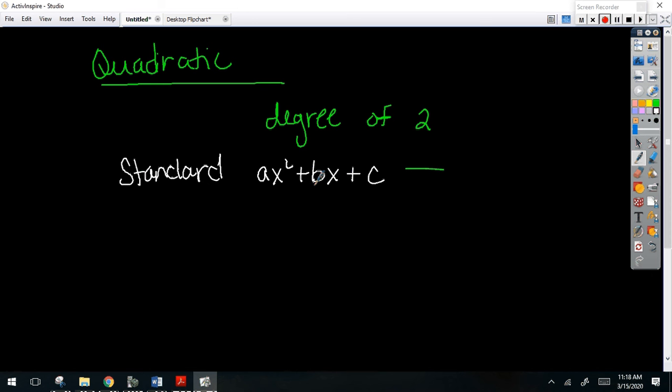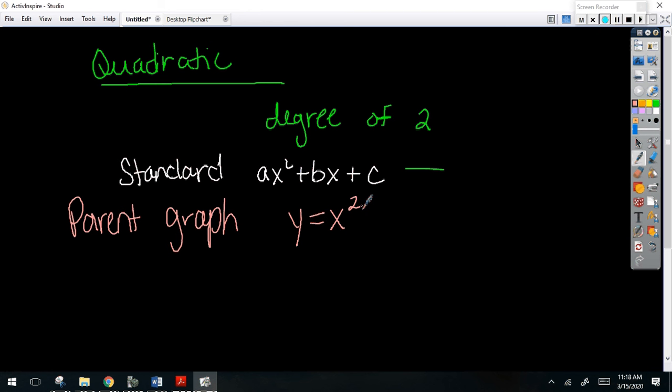But then we started talking more about some transformations, right? And we talked about a parent graph of the quadratic being x squared. So y equals x squared. And then we talked about how, as we do things to this equation, it causes some transformations to happen to the graph.